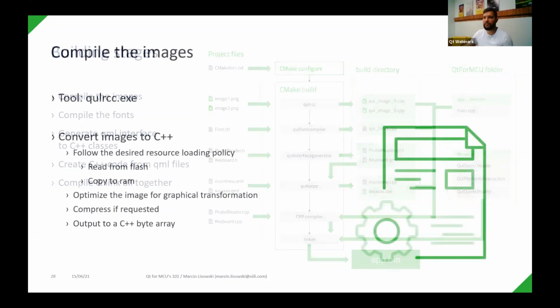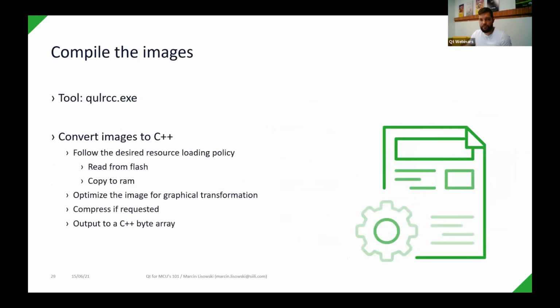go to the next slide, which is about the QRCC itself. So this is about the tool that is used to compile the images. As I said, it converts all of the images to C++ representation, to the bitmaps that are stored in normal arrays. And this tool as well follows some desired resource loading policy.